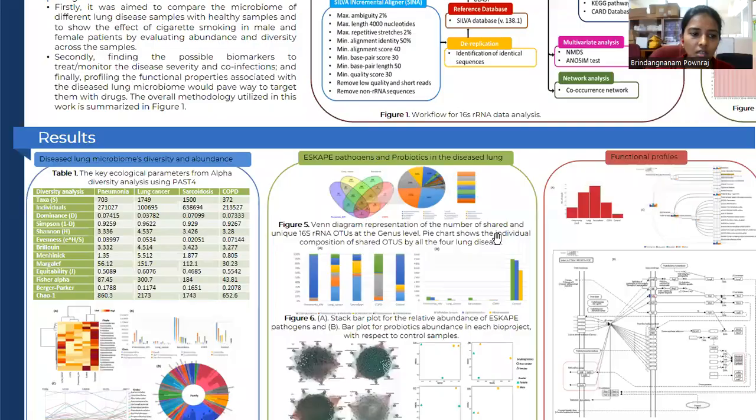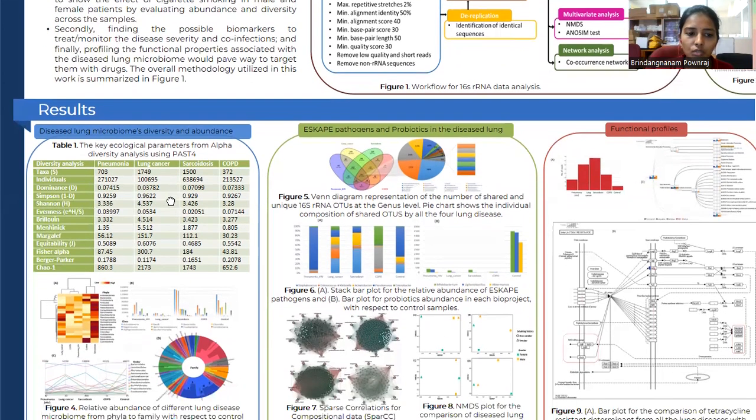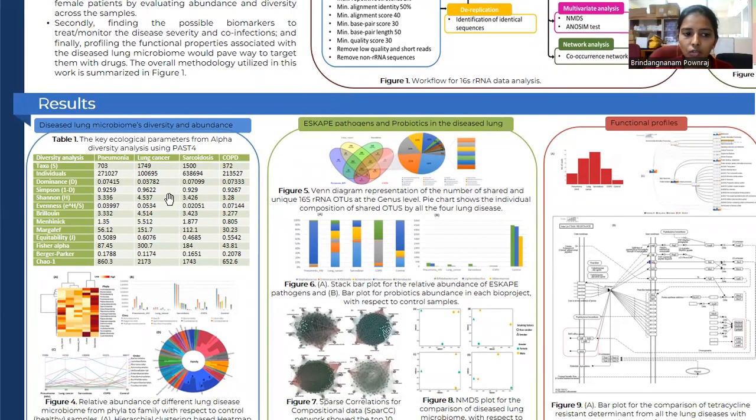Then in the results section, we started with disease lung microbiome diversity and abundance. For diversity measurement, we used PAST4, the standalone tool. It has a set of parameters to measure the diversity of the lung microbiome. Among these 4 microbiomes, which one is the most diversified? That is the aim of this particular task. We found that lung cancer is the most diversified among all based on these ecological parameters.